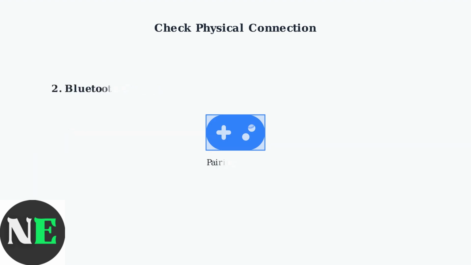For Bluetooth connection, verify the controller is in pairing mode and your PC's Bluetooth is enabled. Look for the Bluetooth indicator on your controller. Third option is the 2.4 GHz wireless receiver. Make sure the receiver is properly plugged into a USB port and the controller is paired with it.